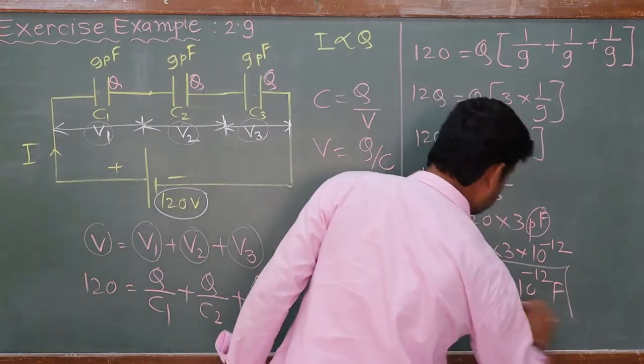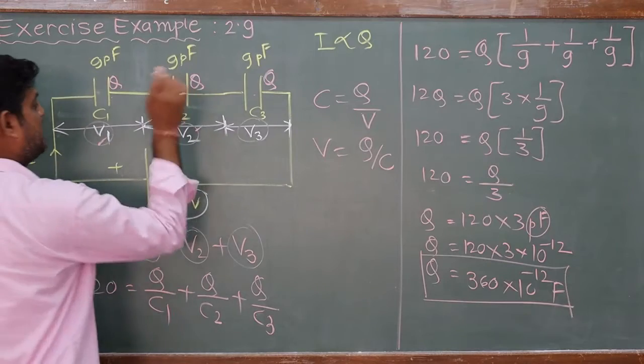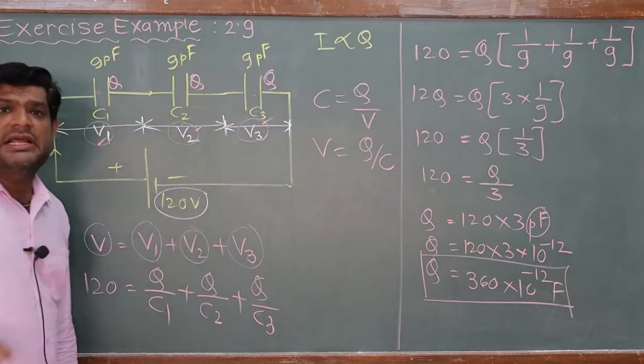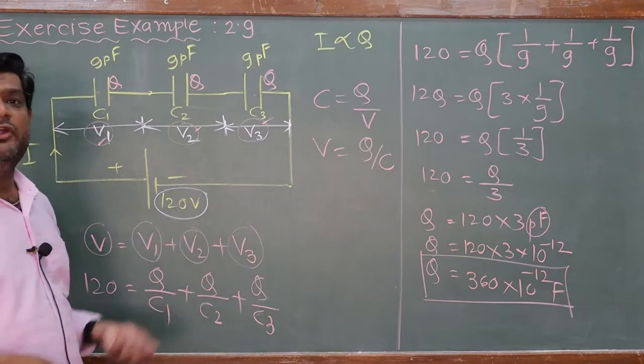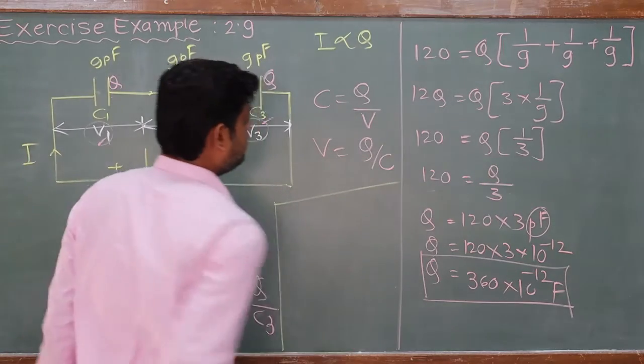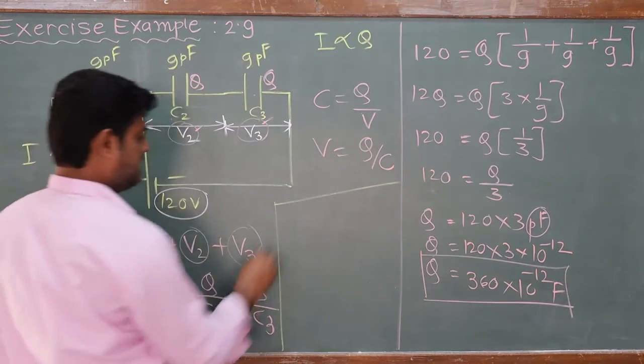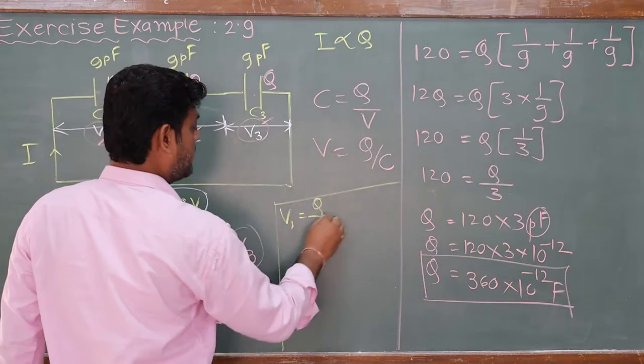But the question is, what is the voltage drop across the first capacitor, second capacitor and third capacitor? Means calculate the value of V1, V2 and V3. We can easily calculate the value of V1, V2, V3. See what we write over here, V1 equal to Q1 by C1. So V1 equal to Q by C1.